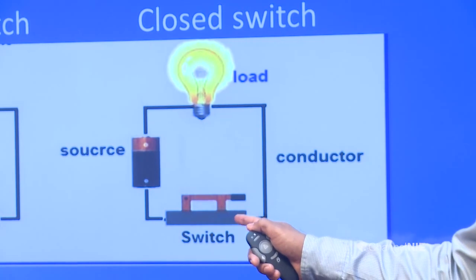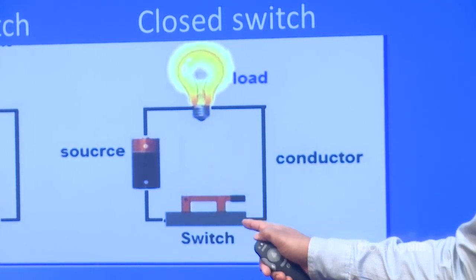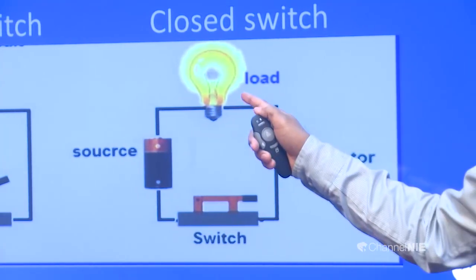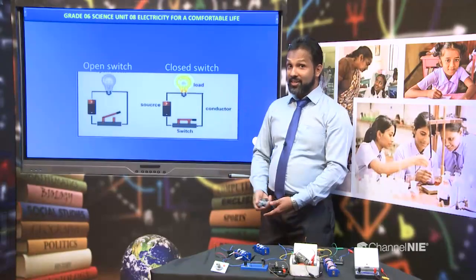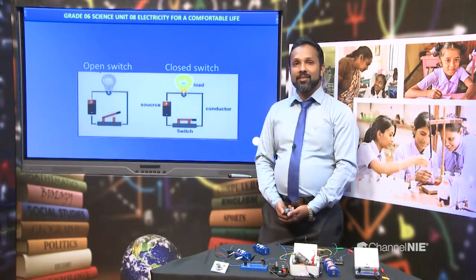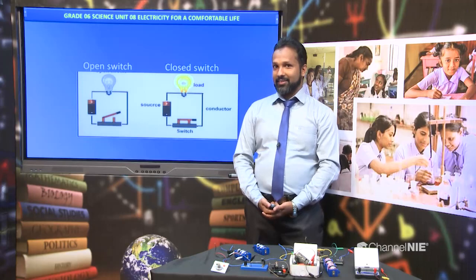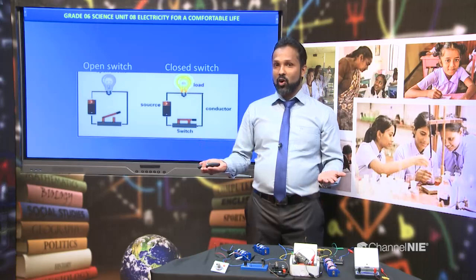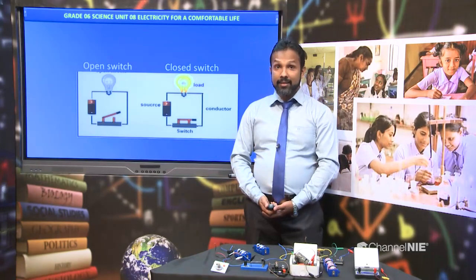The switch is properly connected, so electricity flows through the circuit and the bulb glows. Then you can understand the main purpose of using a switch in a particular circuit. Switches are used to connect or disconnect the supply when and where necessary.